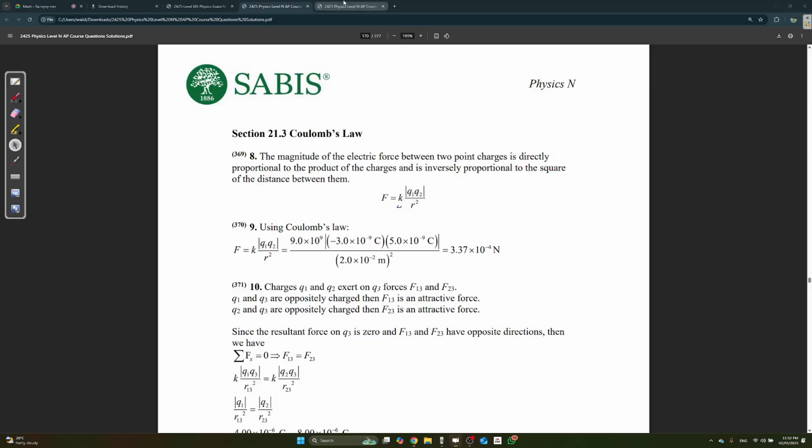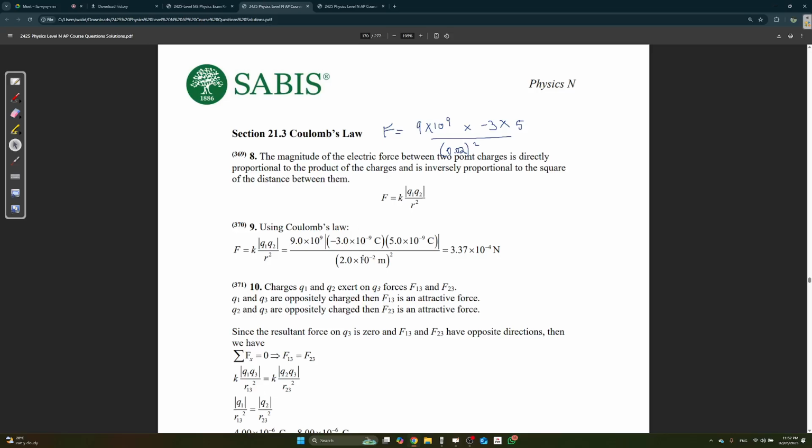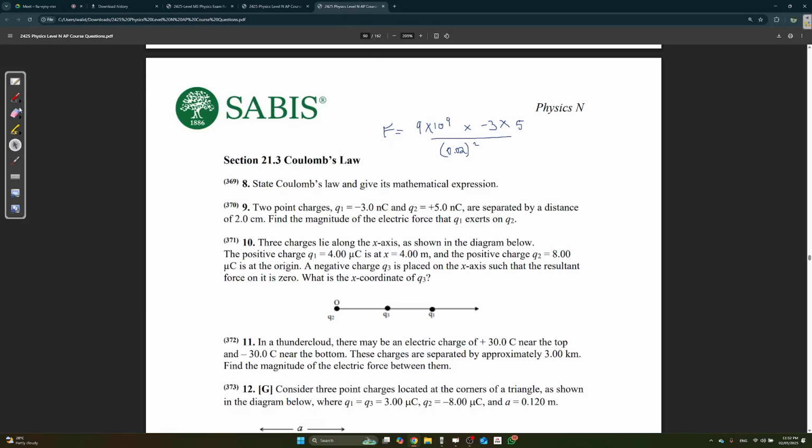Okay, so over here, what is the electric force? Very easy. K, which is 9 times 10 to the power of 9, times Q1 times Q2. What's Q1? It's -3. And Q2 is 5, over R squared. So the distance, 2 centimeters. Remember, the distance has to be in meters. So it's going to be 0.02 squared. Okay, let me just check if this is correct. Yes. Oh, I forgot to multiply by 10 to the power of -9.